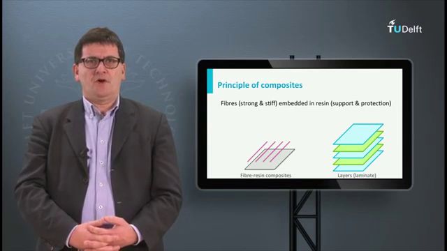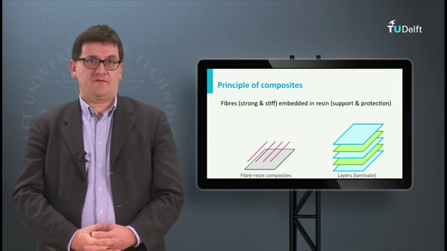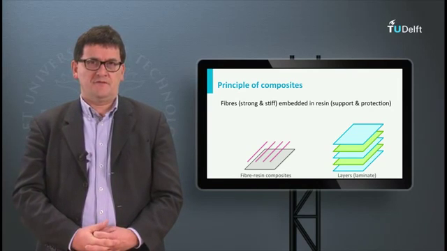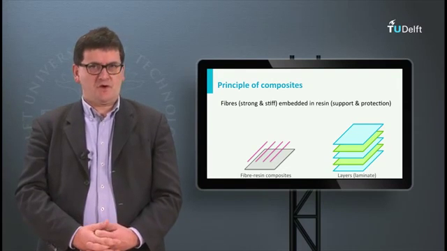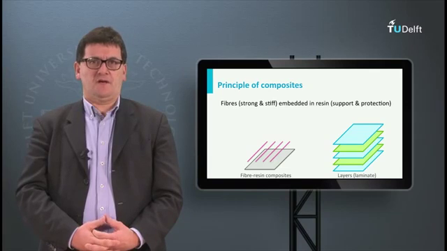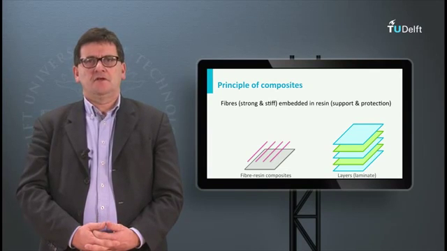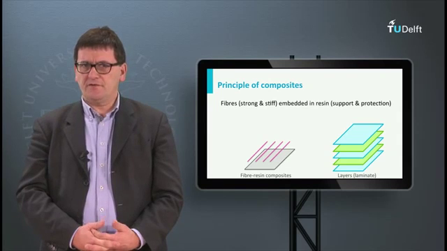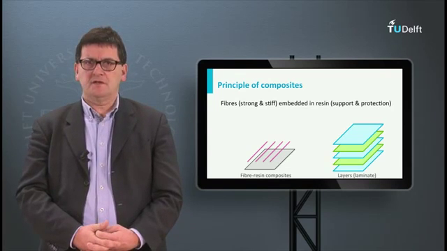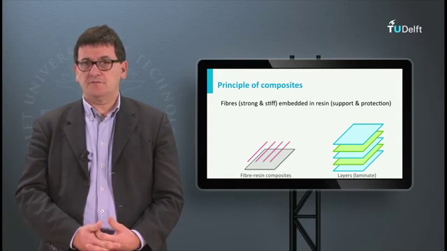The fibers and the polymer resin in a composite have different functions. The fibers are strong and stiff, so the mechanical properties of a composite are dominated by the fibers. The fibers are embedded in a polymer resin, and the resin provides protection for the fibers, support for the fibers, and the resin transfers loads between the fibers.